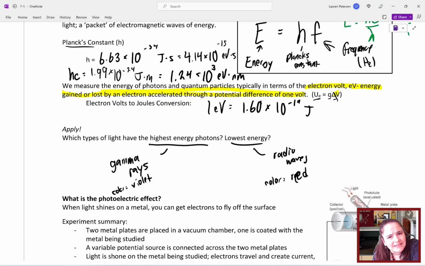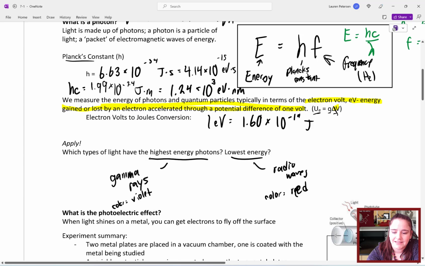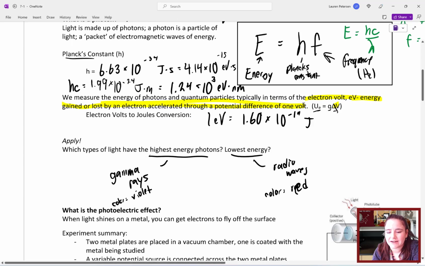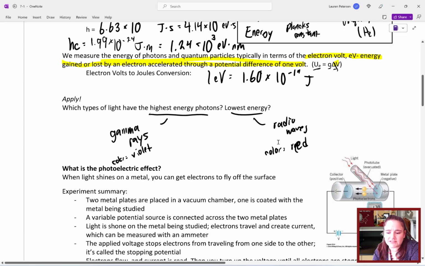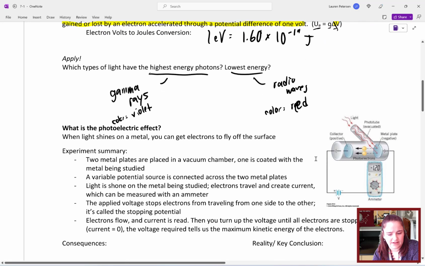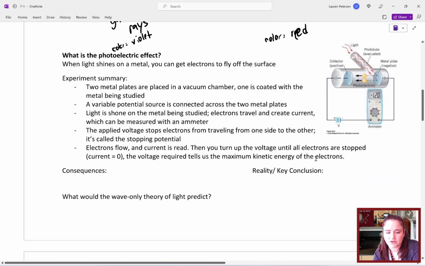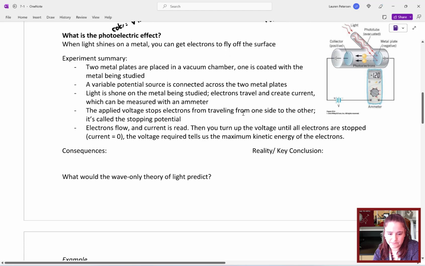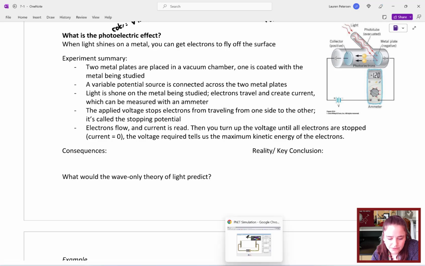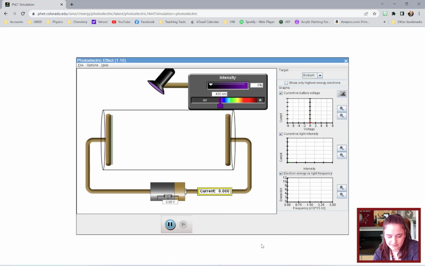So why is light quantized? Why is light always going to have some energy that is a multiple of Planck's constant? Why can't it just be any energy in between? Well, one of the main pieces of evidence for light as a particle and quantized comes from the photoelectric effect. So let me show you guys how this generally works.